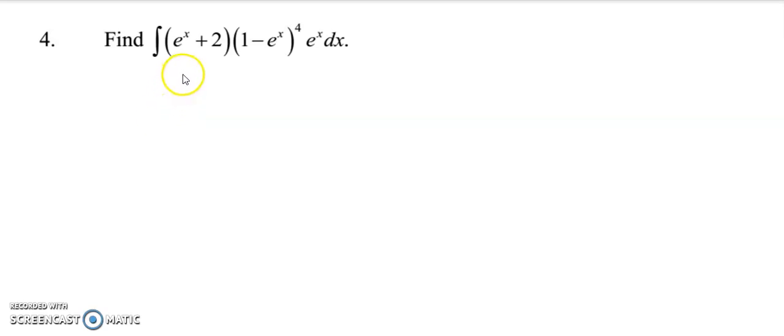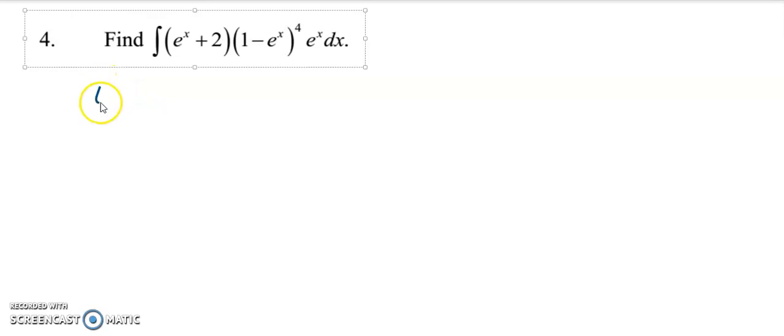This is question 4, which is the last video about the integration of exponential function. So here I have this function, looks very complicated, but actually we can use the substitution method to integrate this function. Let's look at this function. We have e^x plus 2, 1 plus e^x, and this has a power of 4, which is quite a high power, multiplied by e^x. We're going to integrate this function with respect to x.